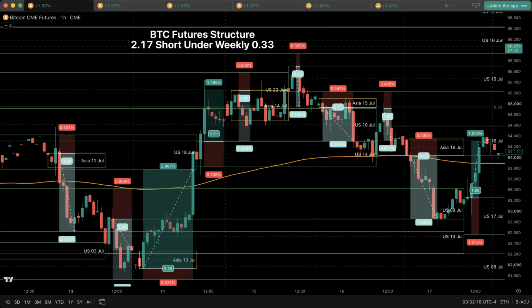But the split does not create the edge. The edge comes from weekly 0.33 failing. The edge comes from the stop protecting higher memory. The edge comes from old Asia and U.S. memory giving target distance. July 15th, Asia gives the first message.